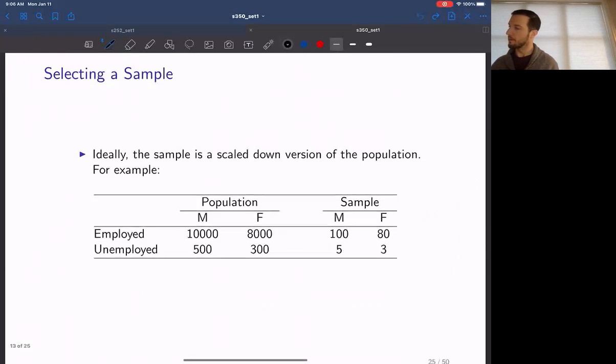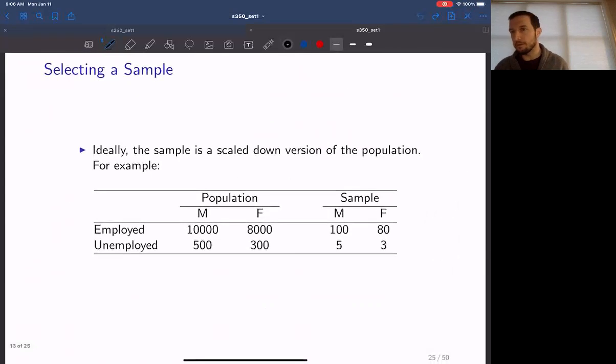All right. As we mentioned earlier on, an ideal sample is going to be a scaled down version of a population. So in a very simplistic situation, let's suppose that we have two characteristics, or two variables, or two features: gender and employment status. Okay.